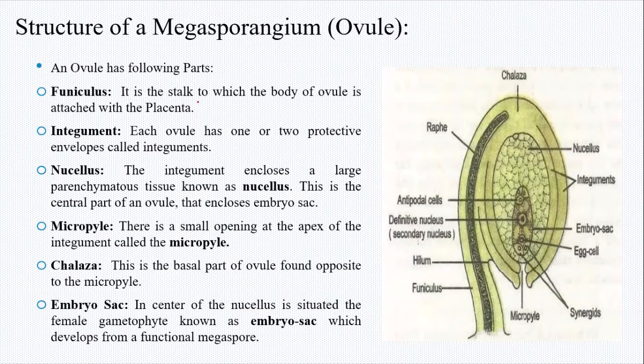which has the following parts. First is the funiculus. Funiculus is a stalk by which the body of the ovule is attached to the placenta. Here would be the placenta, by which the funicle attaches the body of the ovule.